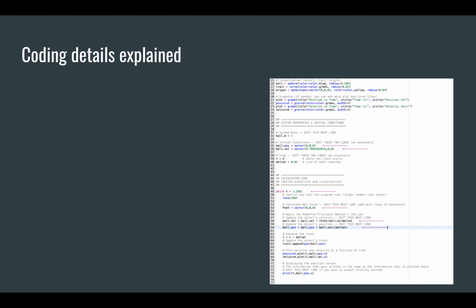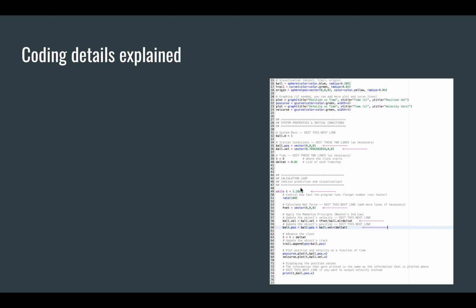So the coding details in VPython are over here. Specifically, the ball position, ball.pos, is equal to vector 0, 0. This is because it starts at 0 position. Ball.velocity, this is the initial velocity, and this was calculated by getting an average velocity, and this was done by final position minus initial position over time.